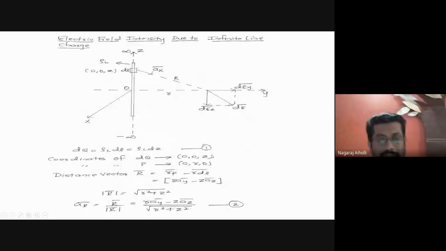Next, what we have to do, students, we have found the electric field intensity due to elemental charge, small charge. If I want the total electric field intensity, what I am supposed to do? I have to take the integral, by integrating dE bar over z axis from minus infinity to plus infinity. What is the range of the z axis? Minus infinity to plus infinity. Hence, I have to integrate it from the range minus infinity to plus infinity.